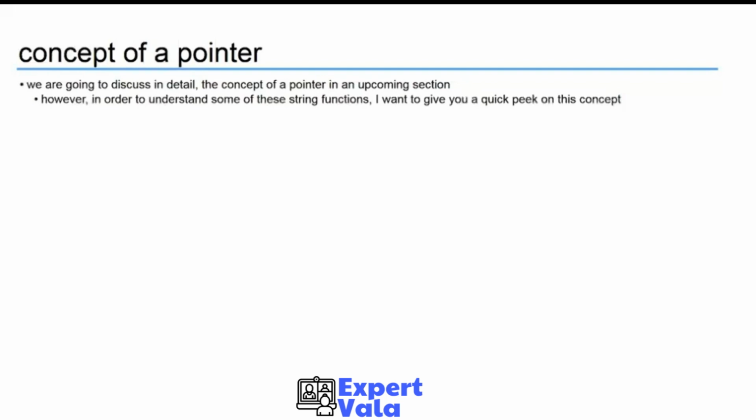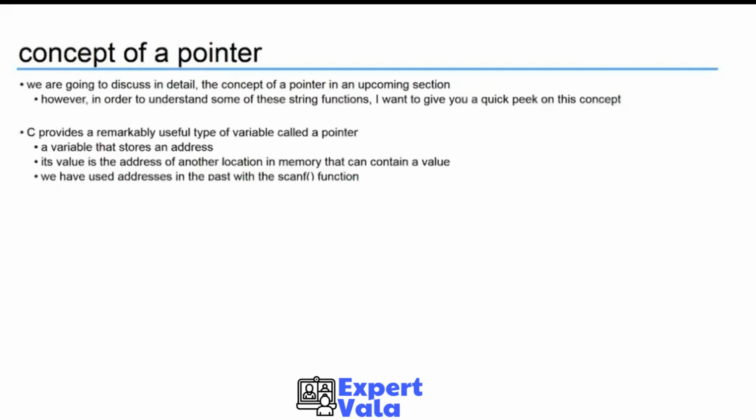So if you don't fully understand pointers after these couple of slides, do not worry. The concept of a pointer, again, we are going to discuss in detail later. But in order to understand some of these string functions, I want to give a quick peek. C provides a remarkably useful type of variable. It's called a pointer. It has to do with memory and memory allocation. Some languages, if you have programmed before, will automatically manage memory for you. They will allocate memory for you and delete it. A language like Java does this. It's called the garbage collector. A language like C does not do this. So whenever you create memory using pointers, you have to delete that memory.